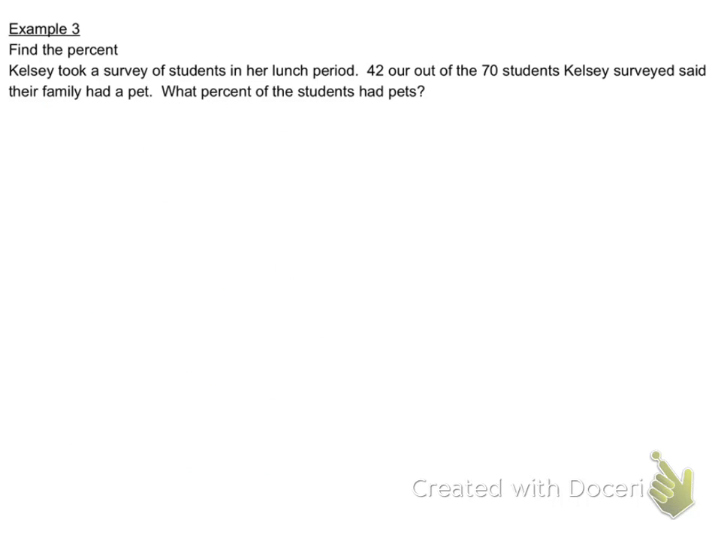The next problem says find the percent. So now your goal is to find the percent. Kelsey took a survey of students in her lunch period. 42 out of the 70 students surveyed said their family had a pet. What percent of the students had pets? Now again, you can set it up using the first one with the ratios, or you can use the sentence. I'm going to use the sentence.